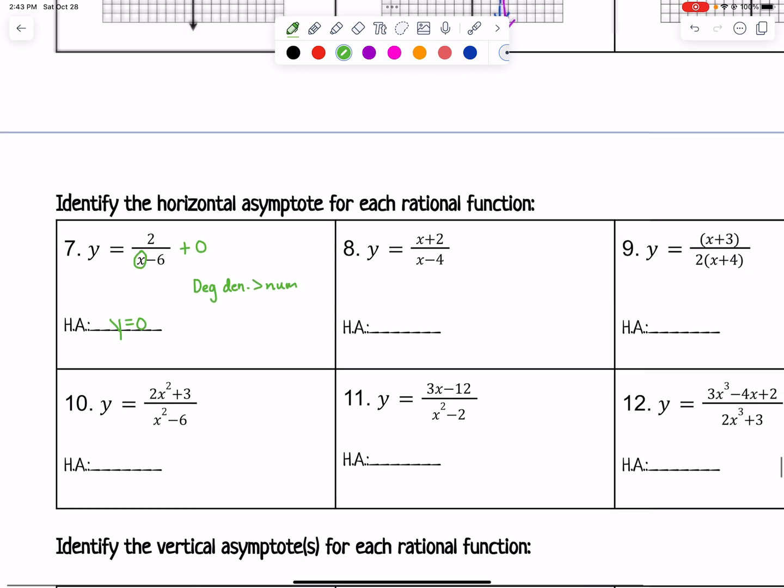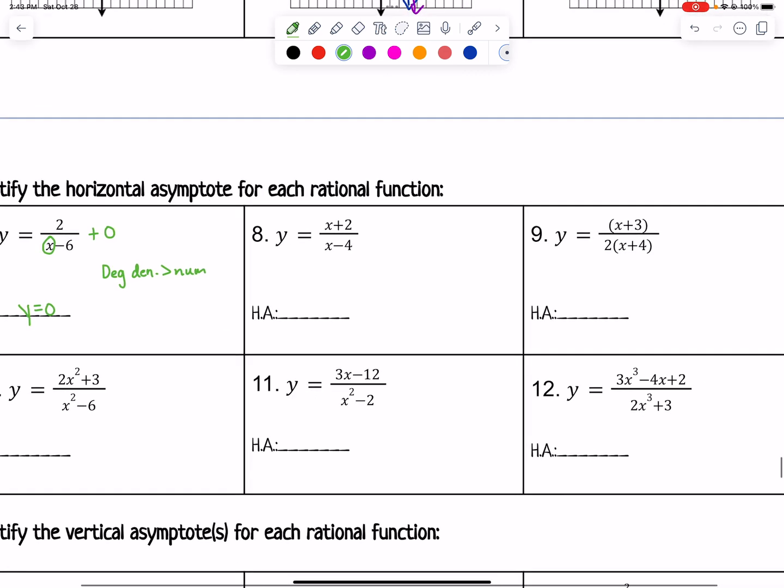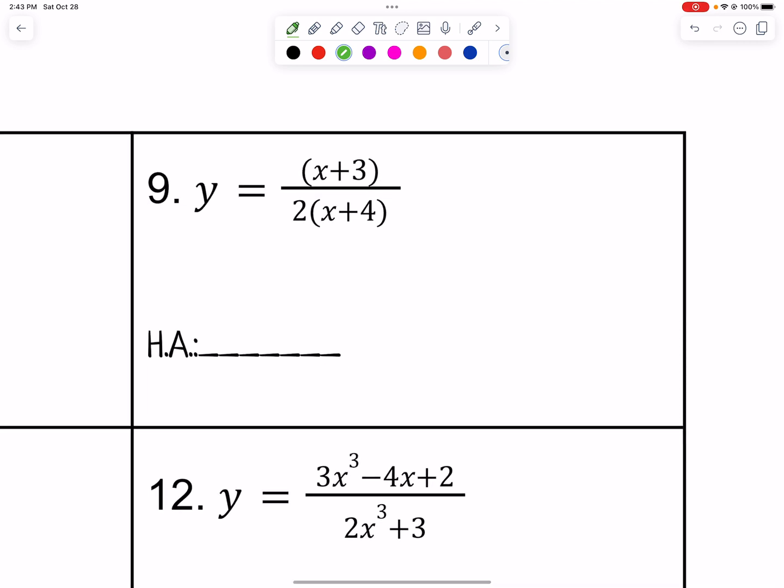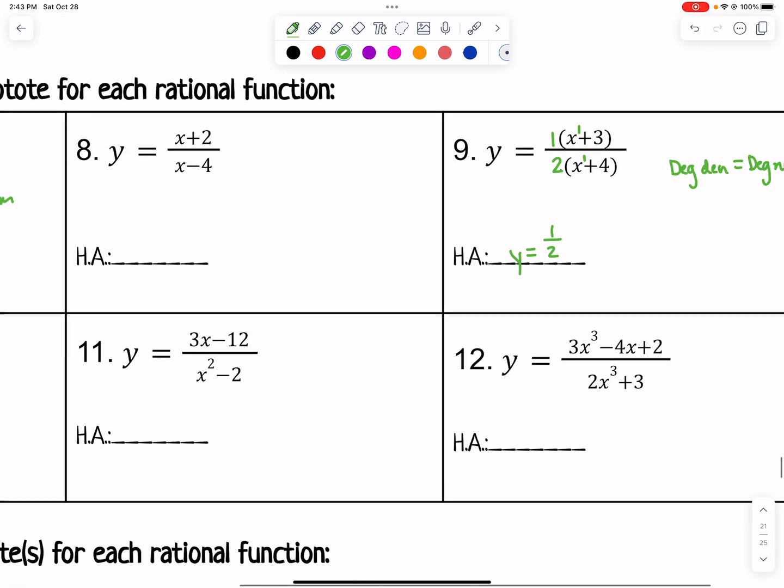So let's look at number 9. In this case, I can see that the degree in the numerator and the degree in the denominator are the same. So I need to pick out the a over b, which is the leading coefficient of the numerator over the leading coefficient of the denominator. So in this case, it would be y equals 1/2 because the degree of the denominator equals the degree of the numerator.